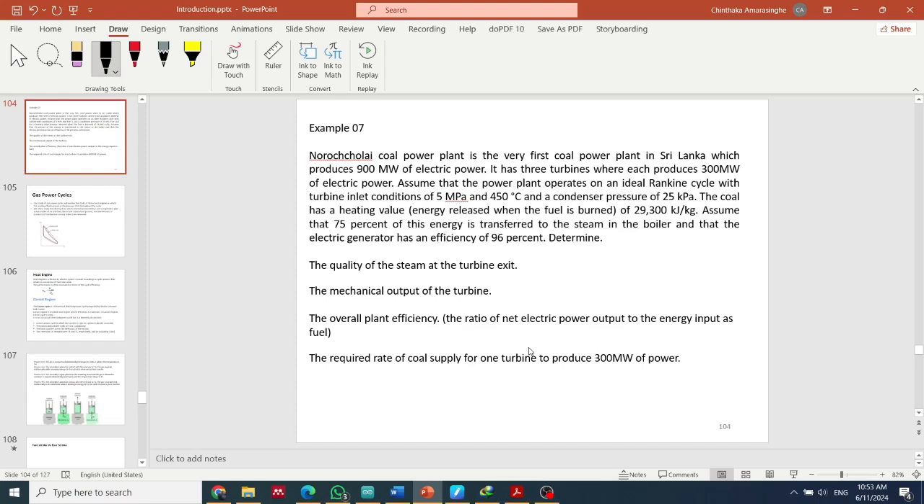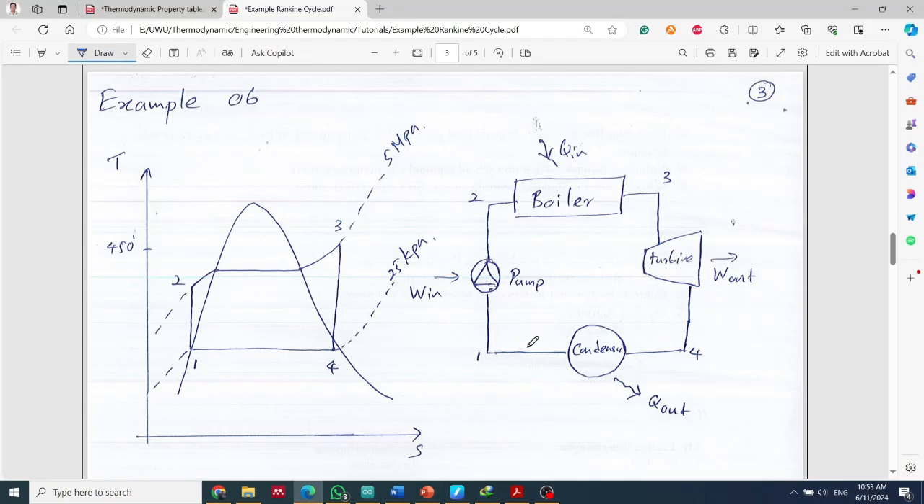So let me draw this quickly in the diagram. So this is how it looks. If we divide this way, from this point we have the high pressure and this way we have the low pressure. Likewise you have the boiler where the Q in, turbine, Q out at the condenser, and pump work in. So the high pressure is given as 5 megapascal and the low pressure as 25 kilopascal, and also we know the temperature at point 3 is 450 Celsius.